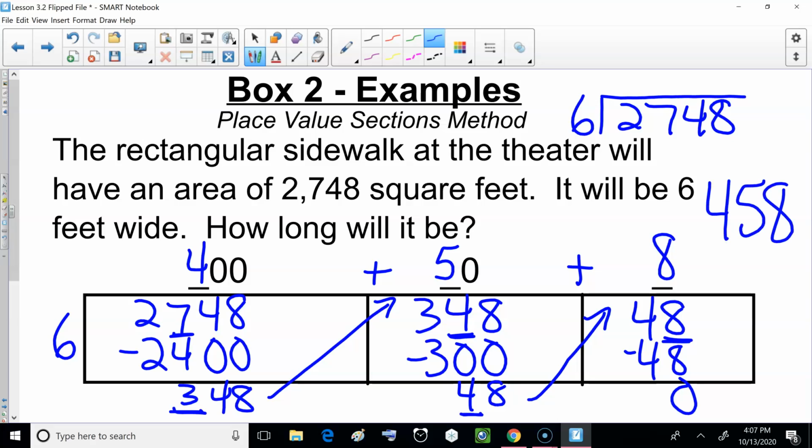But it's a word problem, which means you should be screaming, Mr. Kamey, you need a label, label. So I look at a label. How long will it be? Well, it will be 6 feet wide. What is how long will it be? Well, it'll be this many feet because we're just measuring one side of the problem. So you can pause this video right now as another example of how to work out division using place value sections method.